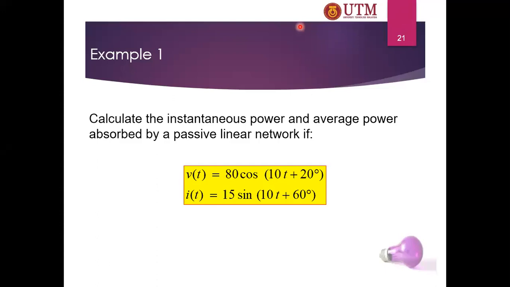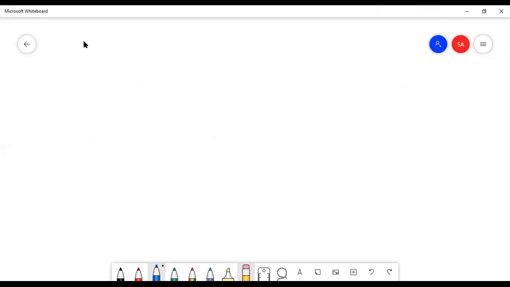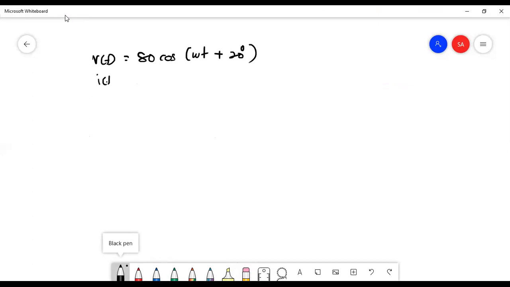Okay, so for this example, I would like to use what I call the Microsoft Whiteboard here. I hope you can see this board. So it's given that v(t) is 80 cos omega t plus 20 degrees, and i(t) is given as 15 sine 10t, sorry, this is 10t, so this is also 10t, plus 60 degrees.